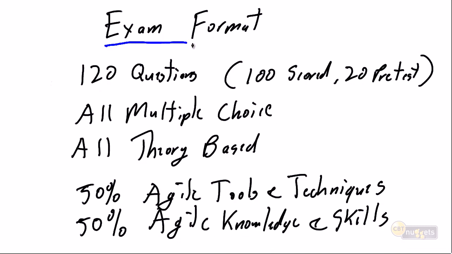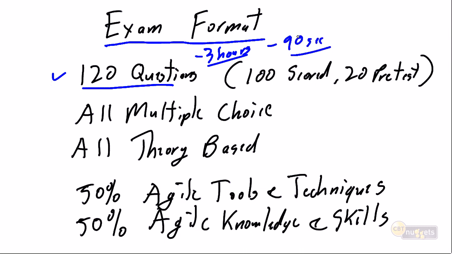And finally, and probably most importantly, is what is the exam format? What are you going to see when you go into your Prometric Center to take your exam? You're going to see 120 questions. You have 3 hours to complete the 120 questions, which means you have 90 seconds or a minute and a half per question. That may not sound like a lot, but very few of the questions are going to take the full minute and a half to answer.